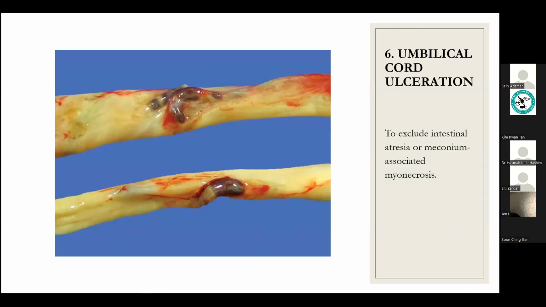So upper GI obstruction followed by reflux. The child vomits the meconium. So basically it's reflux, and the meconium goes into the amniotic fluid. The meconium in the amniotic fluid is actually toxic, causing myonecrosis of the blood vessels.